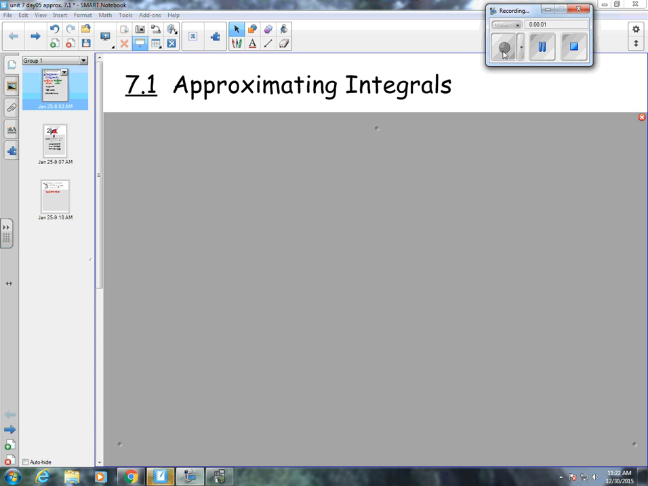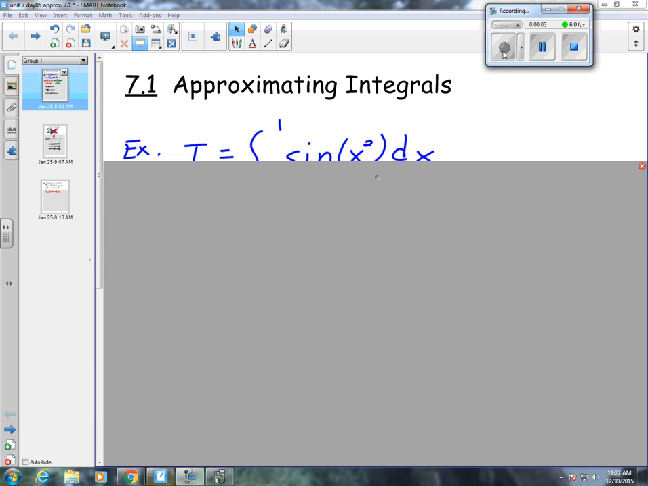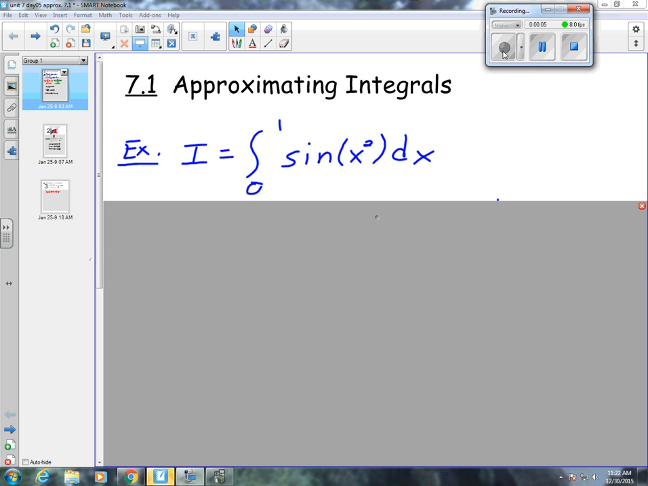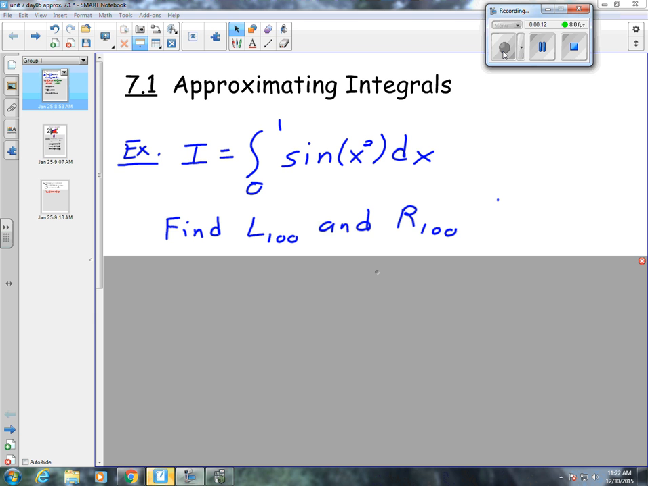Today I'm going to cover 7.1, approximating integrals. I'm going to start right off with an example. Let I be the integral from 0 to 1 of sine of x squared dx. I'd like to calculate a left and right Riemann sum approximation using 100 subintervals.